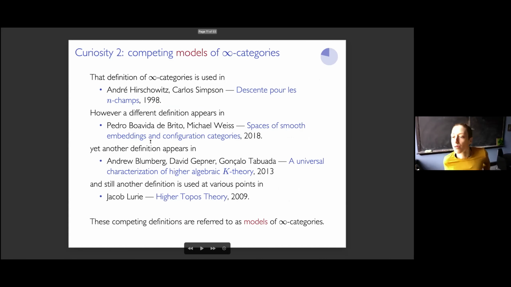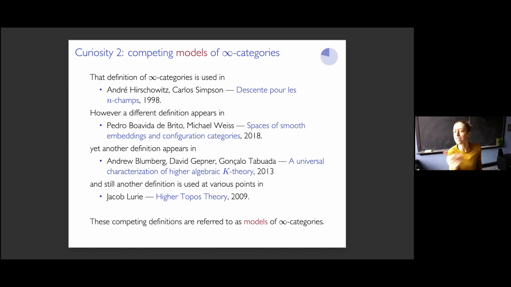Okay. So another curiosity is if you watch those lectures, and I encourage you, they're very nice, you might notice that the definition that Carlos uses, which he was involved in developing with Andre Hirschowitz in this paper, Descent for n-Champs, is different from other definitions that appear in the literature. So there's a paper that I very much like by Bovada Di Brito and Michael Weiss that uses a different definition of infinity categories. Another paper of Blumberg, Gepner, Tabuada uses a different one, and still another definition appears in Higher Topos Theory at various points, which is this famous textbook on infinity categories.